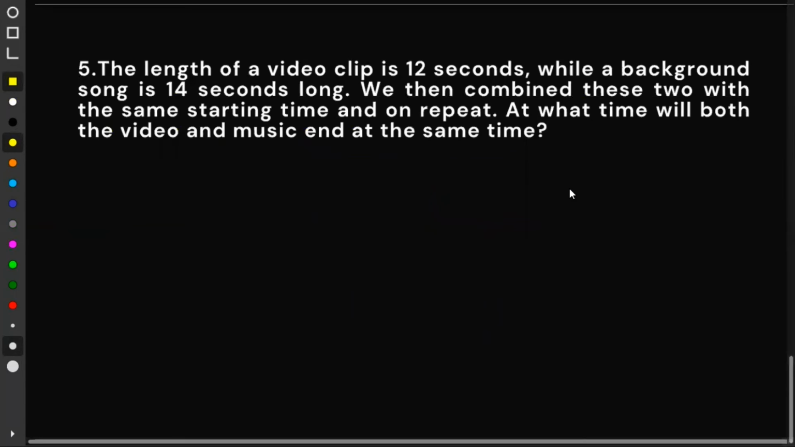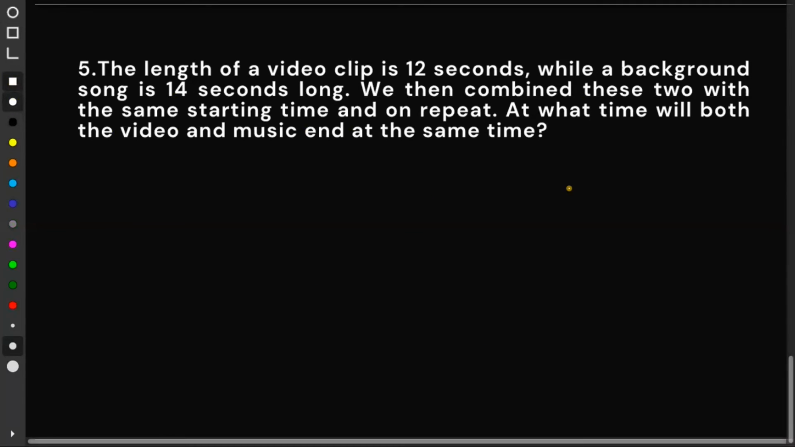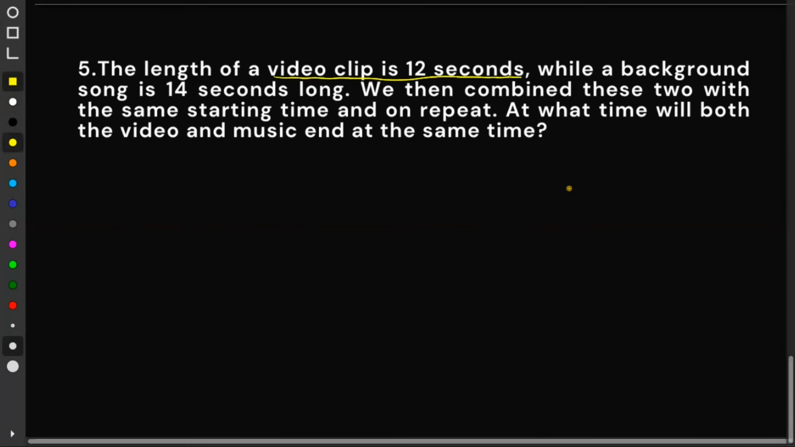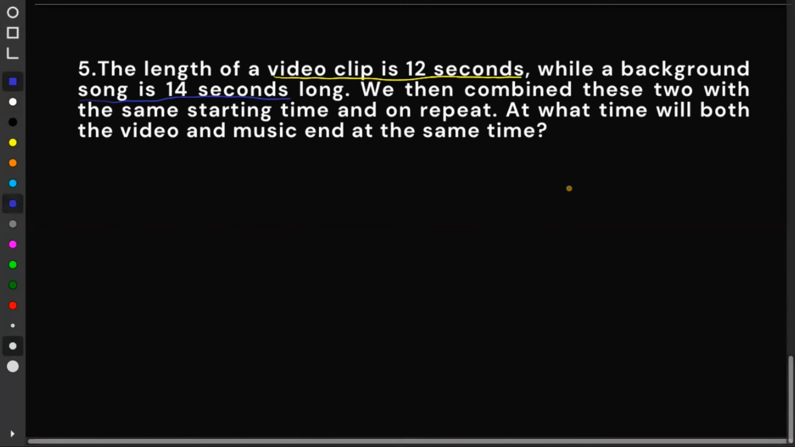Let's go on to our final example. Now this final example is a word problem. So we have the length of a video clip is 12 seconds, while a background song is 14 seconds. We then combine these two with the same starting time and on repeat. At what time will both the video and the music end at the same time?